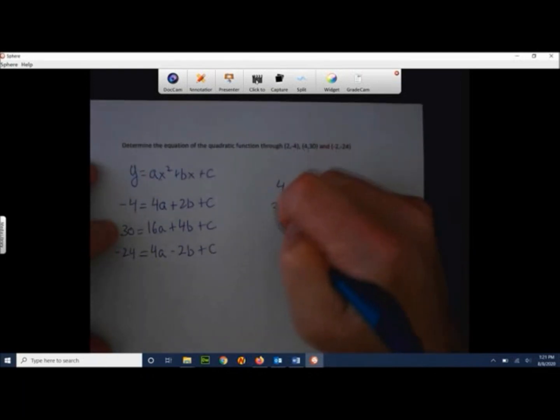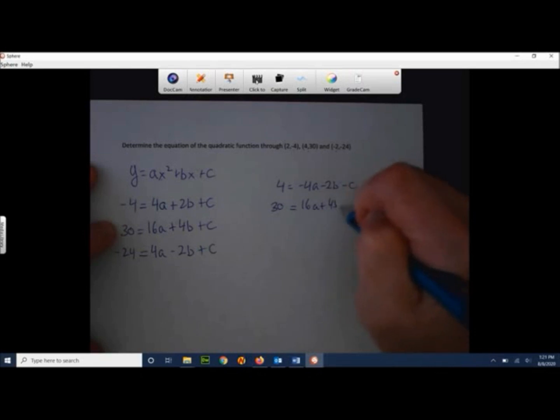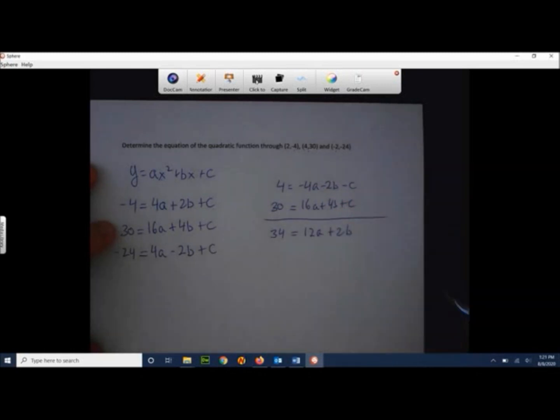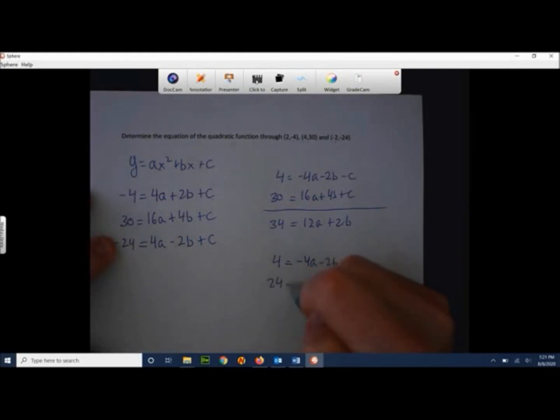30 equals 16a plus 4b plus c. Add them together, I've got 34 equals 12a plus 2b. And then I repeat, I'm going to multiply this equation by negative 1 again. That's 4 equals negative 4a minus 2b minus c. And add it to this last equation to eliminate the c's again. 24 equals 4a minus 2b plus c.